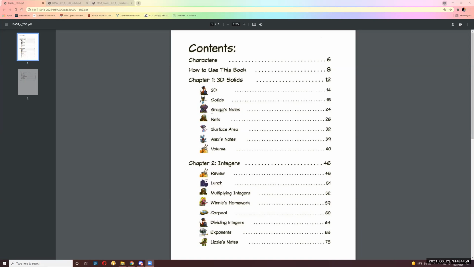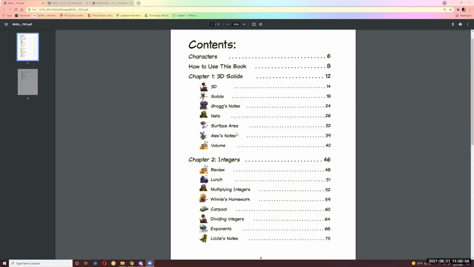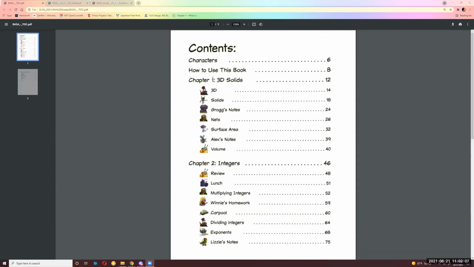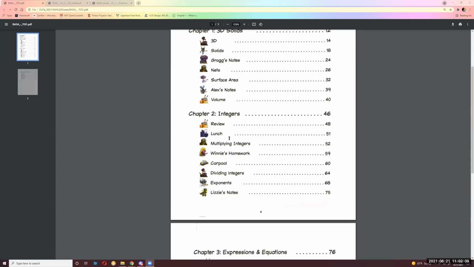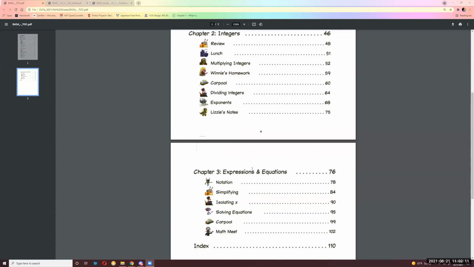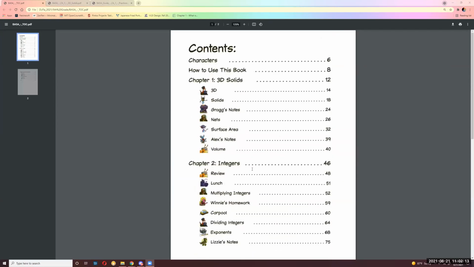This is kind of our overall overview for this year. There are 3 big chapters. The first one is 3D solids, then integers, then expressions and equations. I believe there are 12 chapters in total, so 4 books. This should be the first one. And I think the way we're going to pace the classes, we should try and finish a chapter every 2 to 3 class lessons.